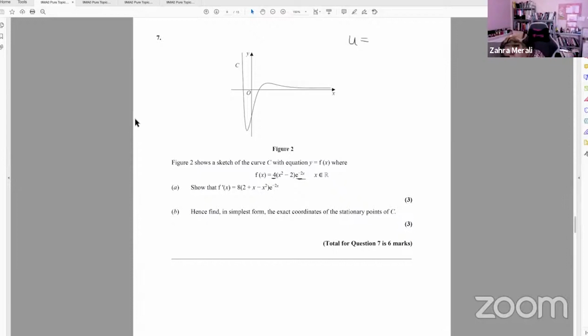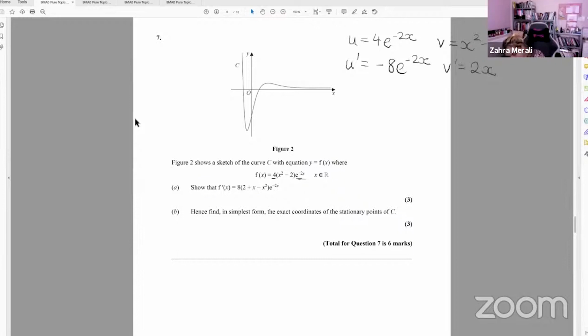So you could have your u would be 4e to the minus 2x, and your v is x squared minus 2. And so now we're going to differentiate them. So u dash is minus 8 e to the minus 2x, because you bring the minus 2 down, but the e never changes. And v dash equals 2x.